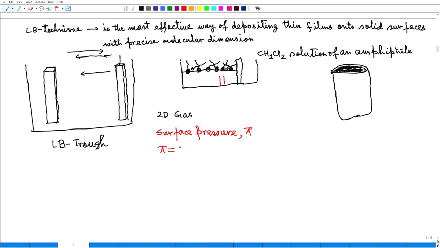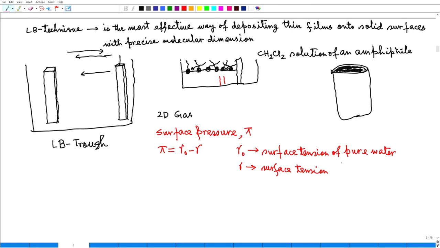is equal to gamma 0 minus gamma. So gamma 0 is surface tension of pure water, and gamma is surface tension with monolayer of amphiphile.